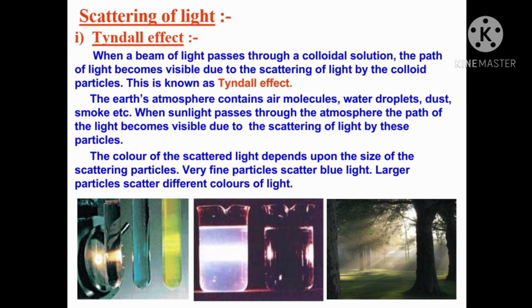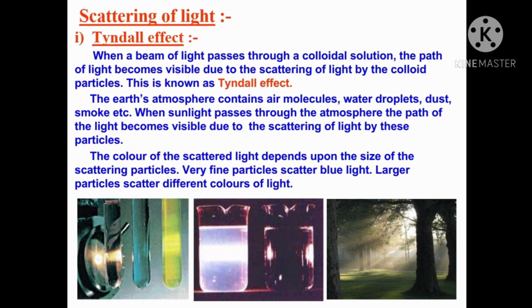Now, the next article of your book is 11.6, scattering of light. The blue color of the sky, the color of water in the deep sea, and the reddening of the sun at sunrise and sunset are some of the wonderful phenomena that we are familiar with. In your class 9th, you have learnt about scattering of light by colloidal particles. The path of a beam of light passing through a true solution is actually not visible. However, its path becomes visible through a colloidal solution. The phenomenon under scattering of light is the Tyndall effect.